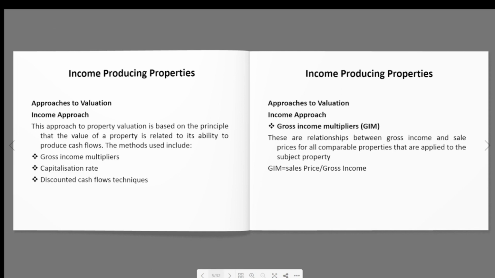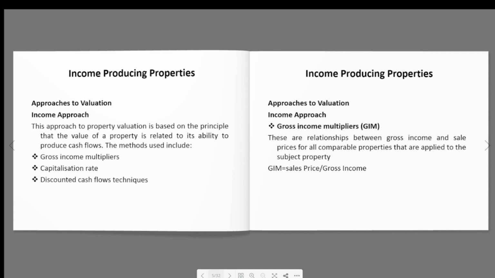We also have the income approach. This approach to property valuation is based on the principle that the value of a property is related to its ability to produce cash flows. The methods used include gross income multipliers, capitalization rate, and discounted cash flow techniques.